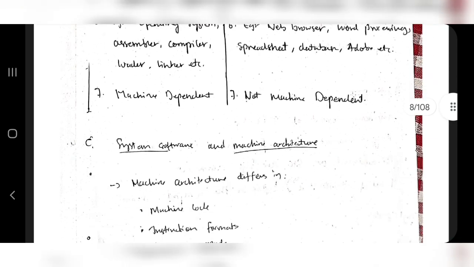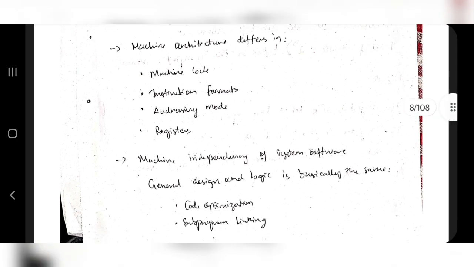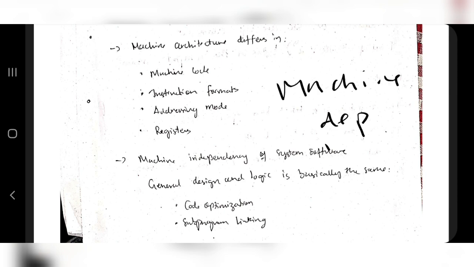Okay, the next one, system software and machine architecture. This is a small topic. So for the machine architecture, there are two things, one is dependent and another one is independent. Machine architecture is divided into two parts, one dependent and another independent.